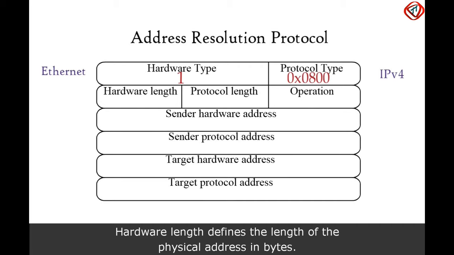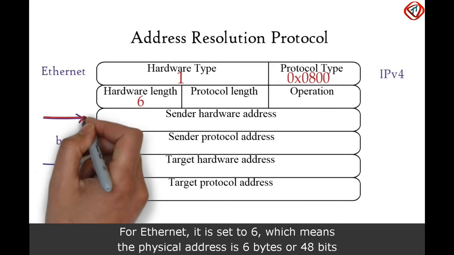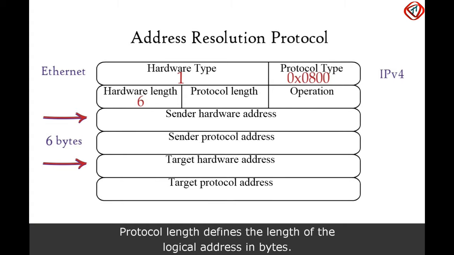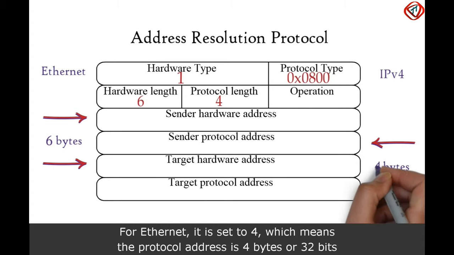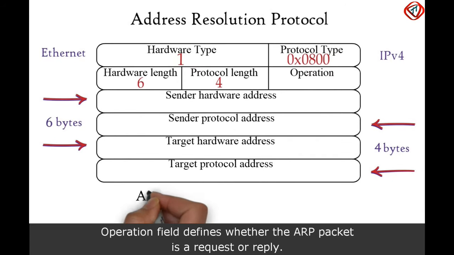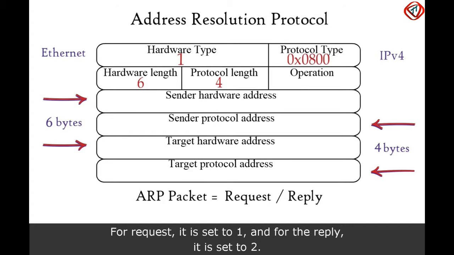Hardware length defines the length of the physical address in bytes. For Ethernet, it is set to 6, which means the physical address is 6 bytes or 48 bits long. Protocol length defines the length of the logical address in bytes. For IPv4, it is set to 4, which means the protocol address is 4 bytes or 32 bits long. Operation field defines whether the address resolution protocol packet is a request or reply. For request, it is set to 1 and for reply, it is set to 2.